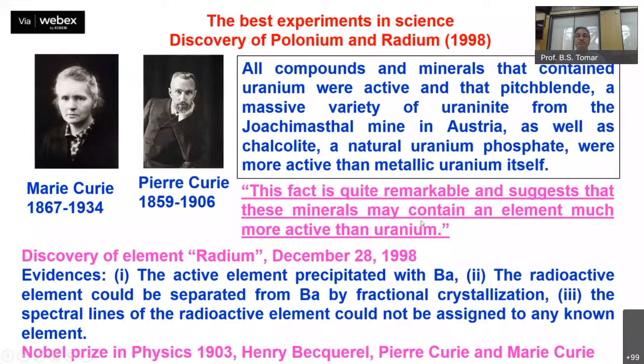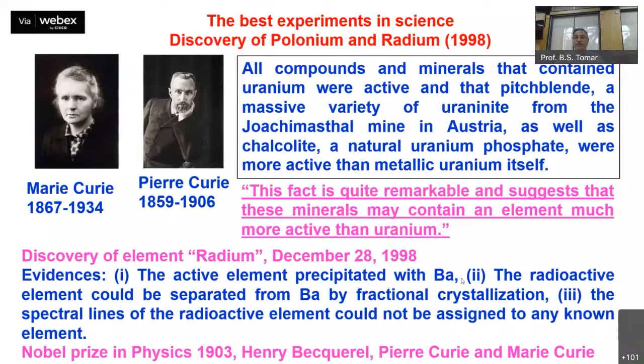Then subsequently, they analyzed this pitchblende, tried to precipitate that other activity from uranium, and again they concluded like this. In fact, December 28, 1898, they discovered the element radium. And what are the evidences? They have written categorically, this active element, they have not named it so far, precipitated with barium. So when you do barium sulfate precipitation, this activity precipitated with barium.